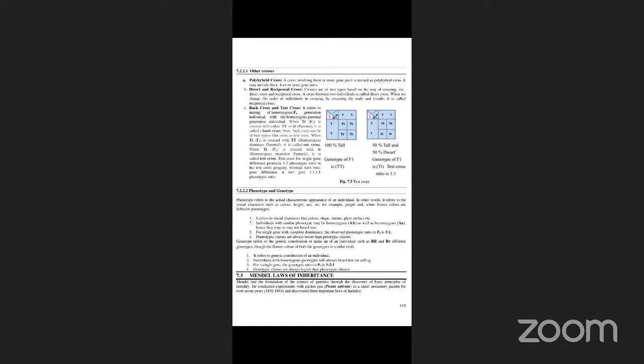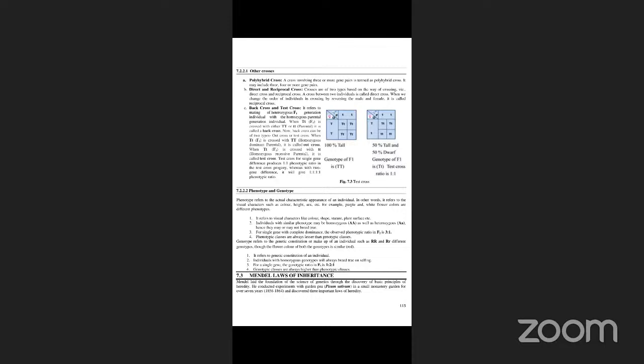Then direct and reciprocal cross. Crosses are of two types based on the way they are crossed, that is direct cross and reciprocal cross. A cross between two individuals is called a direct cross. Whereas when we change the order of the individuals in crossing by reversing the male and female, it is called a reciprocal cross.